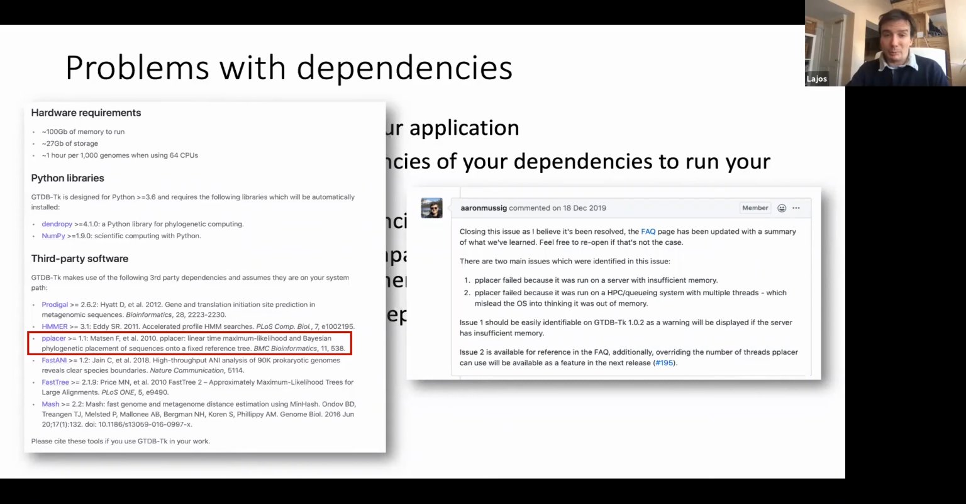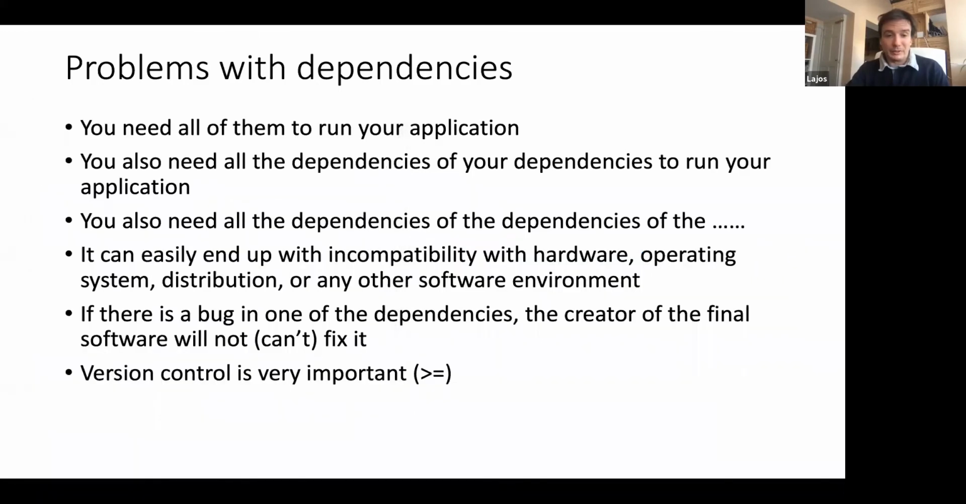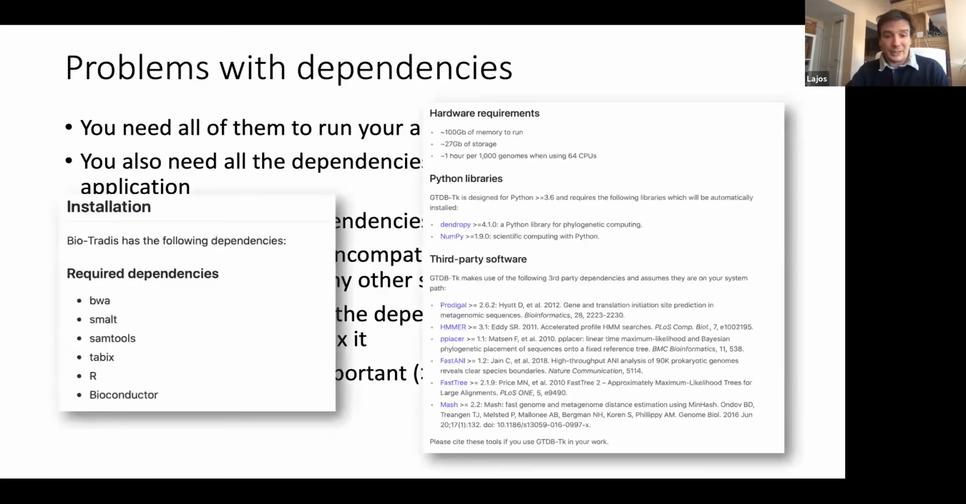So again, this is a problem with dependencies. Version control is very important. The sign you see here means equal or more. You may have seen these signs here, which means that the developer of this program, which is GTDB-Tk, knows that HMMER or Prodigal or pplacer only work together with this program if they are at least version 1.1 or more, version 3.1 or more, version 2.6.2 or more.